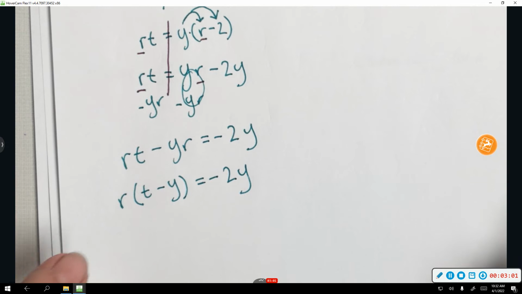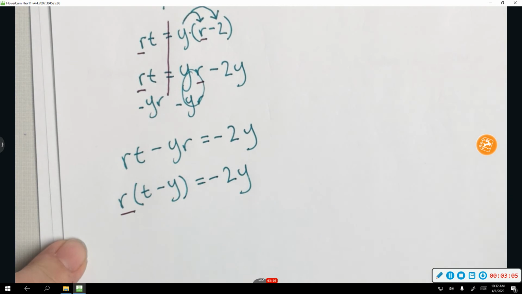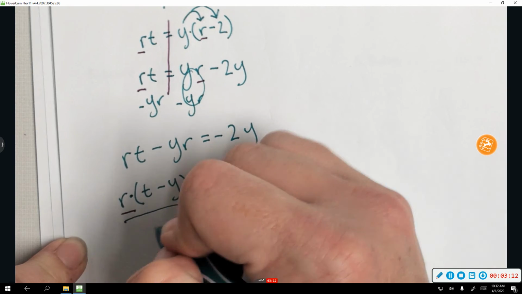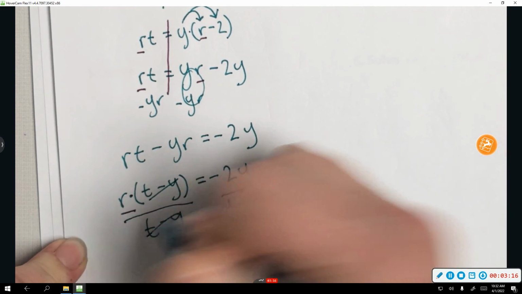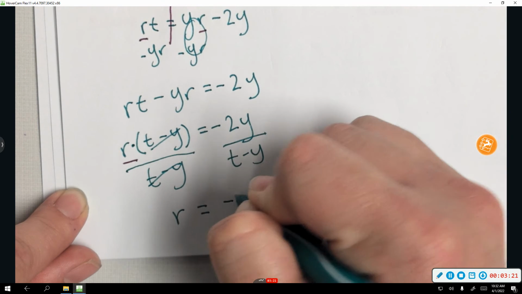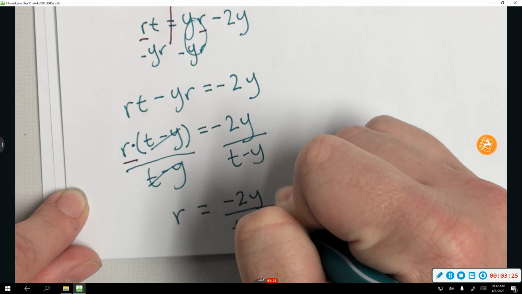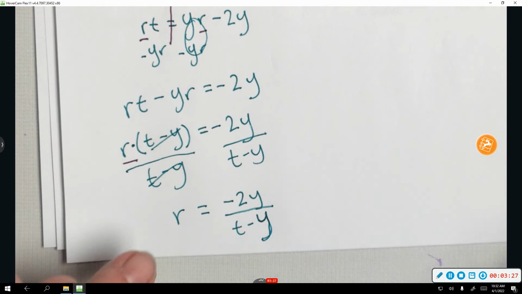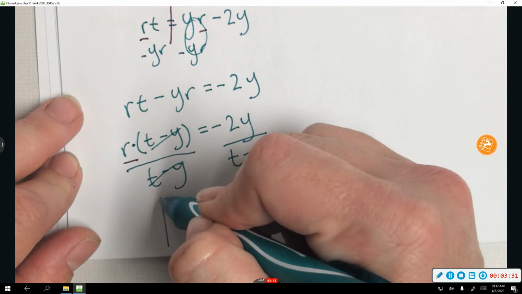How can I get rid of it now? Because I'm just solving for this r. Well, isn't this multiplication? What's the opposite of multiplication? So I divide both sides by t minus y. And I get r equals negative 2y over t minus y. Is there an r left on this side? So that's my answer.